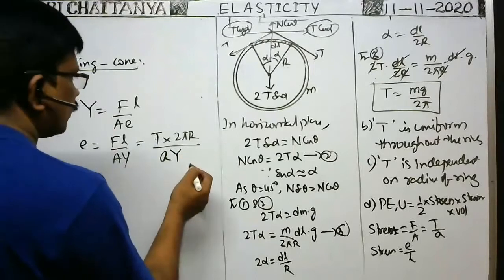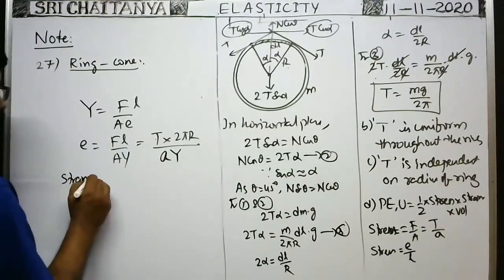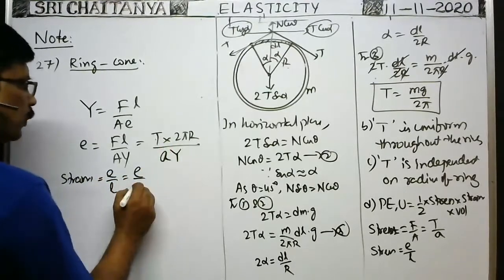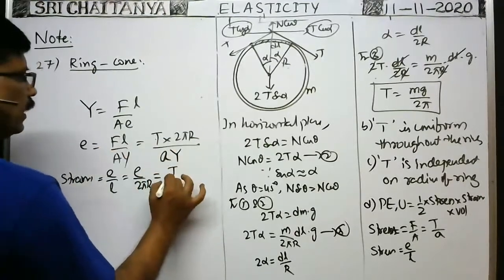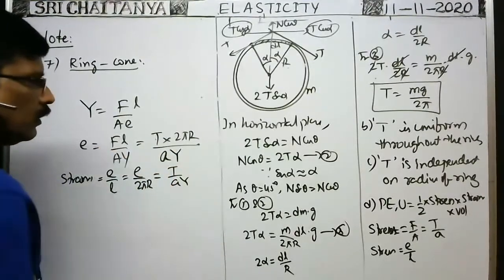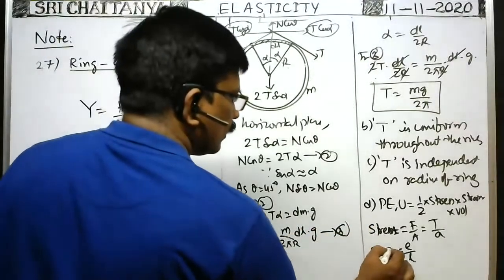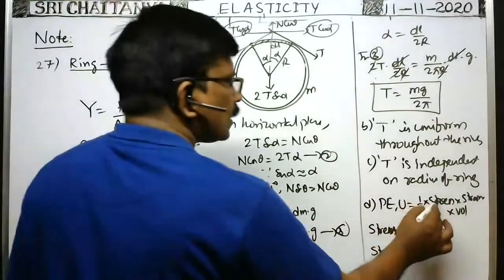So this is the elongation. When you know the elongation, strain is equal to elongation by the length of the ring, that is, e by 2 pi R, which is equal to T by A into Y. So stress is known, strain is equal to e by L, which is known. Stress is known, strain is known.